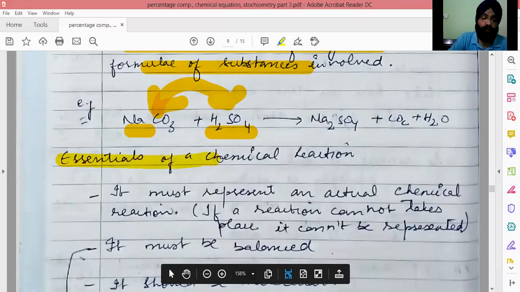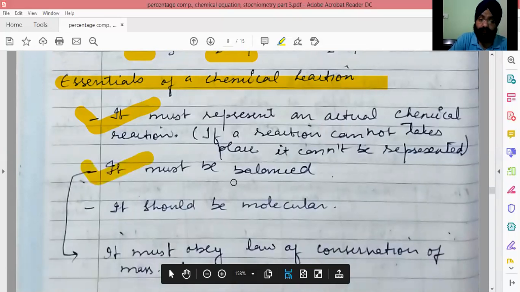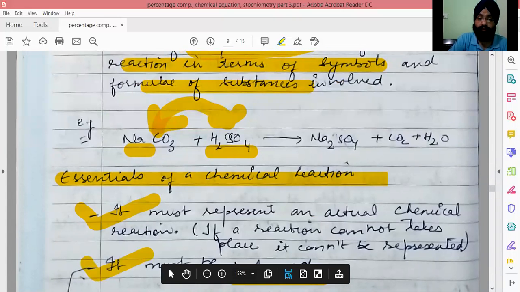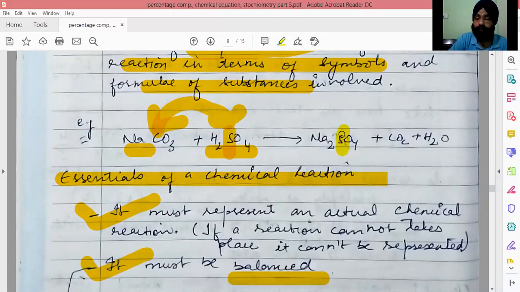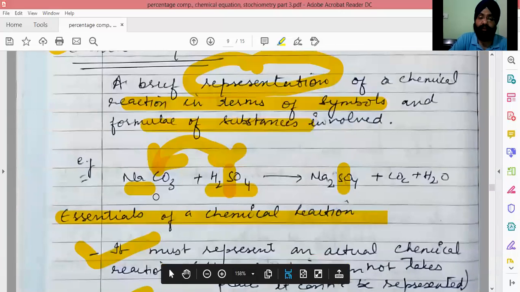Now, the essentials of a chemical equation. The first is that it must represent an actual chemical reaction, like I said earlier. It must be balanced, so the total number of atoms of one type of element should be the same on the reactant side as well as on the product side. It must obey the law of conservation of mass, which means the total mass of all the reactants should be equal to the total mass of all the products.